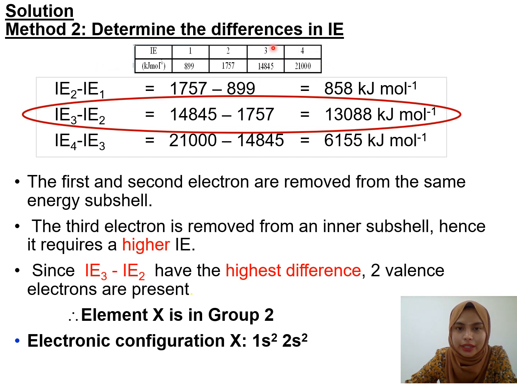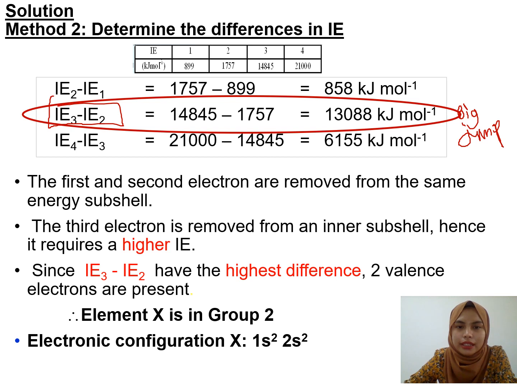Next method, kalau let's say you nak tahu the valence electronic configuration of your unknown atom dengan menggunakan successive ionization energy, you boleh gunakan method yang kedua, which is determine the differences in ionization energy. So kiranya ionization energy yang kedua tolak dengan 1, ionization energy yang ketiga tolak dengan 2, ionization energy yang keempat tolak dengan 3. Okay, so after that you analyze you punya differences in your ionization energy, and I can say that again ionization energy 3 minus 2 dapat a very big jump here.